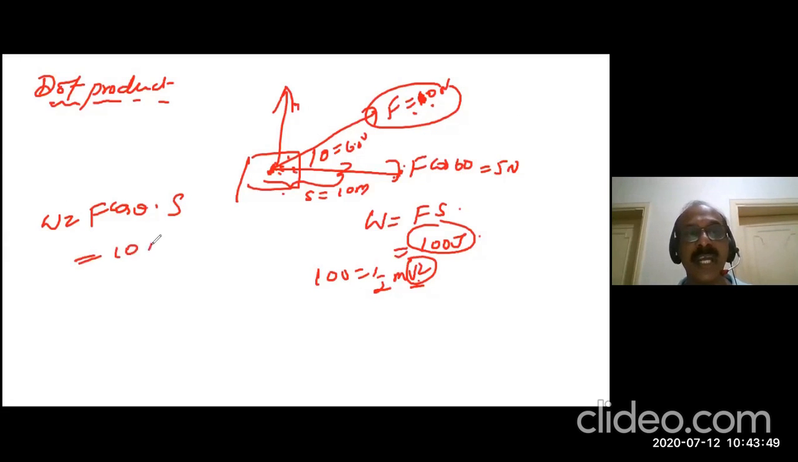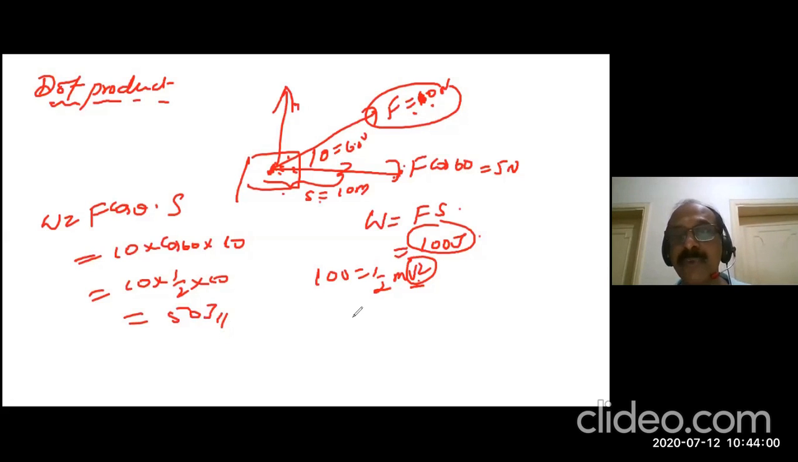F cos theta is 10 into cos 60, displacement is 10 meter. 10 into cos 60, half, into 10, then the answer will be 50 joule. That means here 50 joule is equal to half m v squared. Velocity will decrease. You understood? So depending on this angle, the work will change.